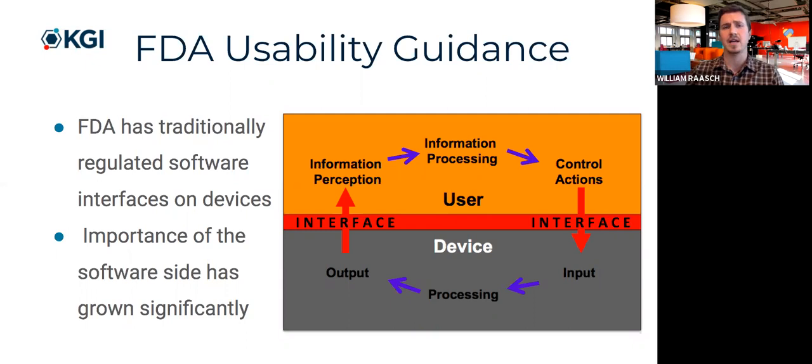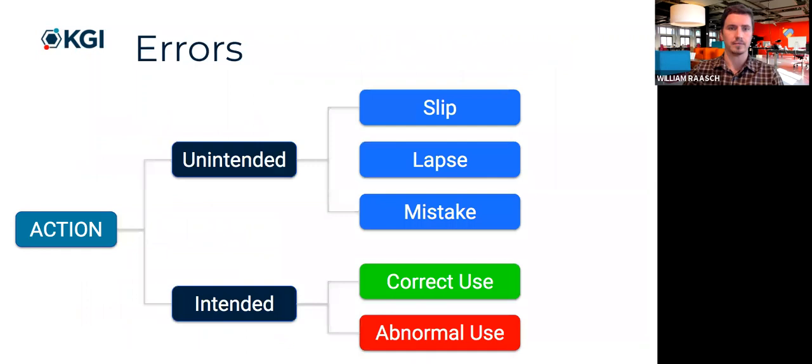So the FDA, because of this, is expanding their role and their guidance as well as regulations around user device interface. So they draw out what are some possible errors that can happen. And these, again, are some of the errors that you're looking for during your user testing.